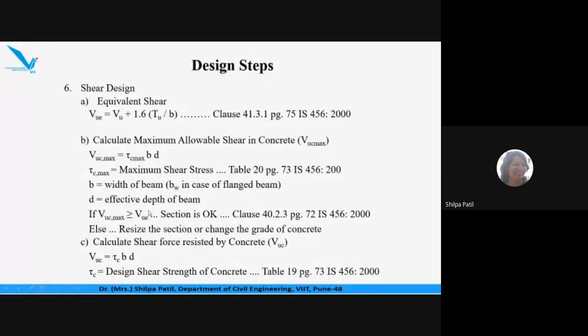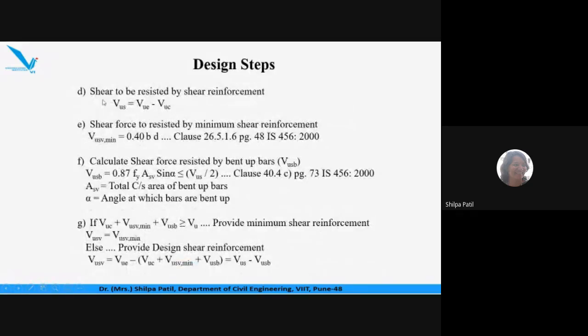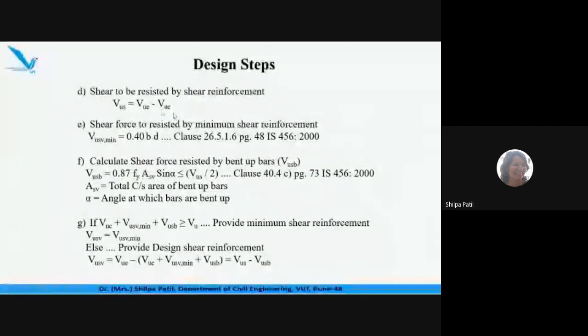Redesign means we need to resize the section. We need to increase the dimension of the section, or we need to change the grade of the concrete. Anything is allowed. Okay. The next step is we have to calculate the shear force resisted by concrete, VUC. The formula is same, tau C into BD. Then we have to calculate the shear resisted by shear reinforcement, VUS, which is equal to VUE minus VUC. That is the total equivalent shear minus the shear resisted by the concrete.